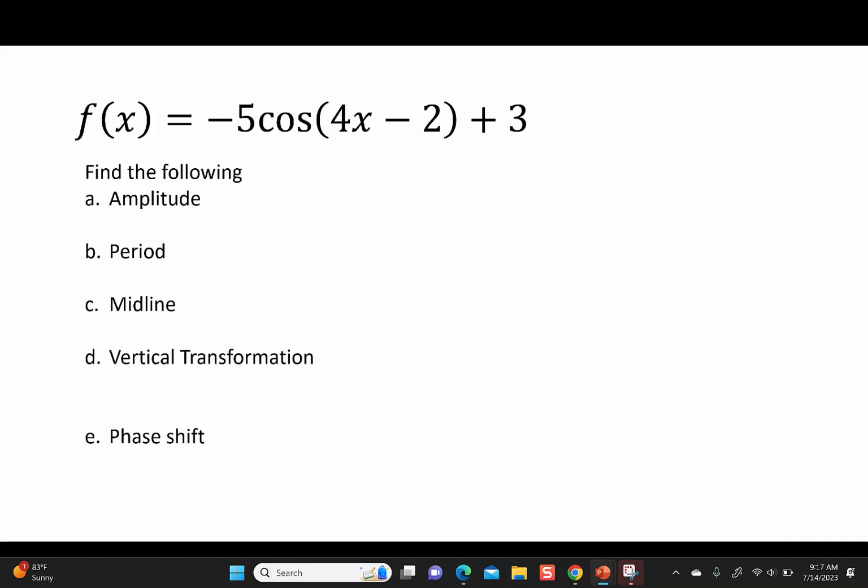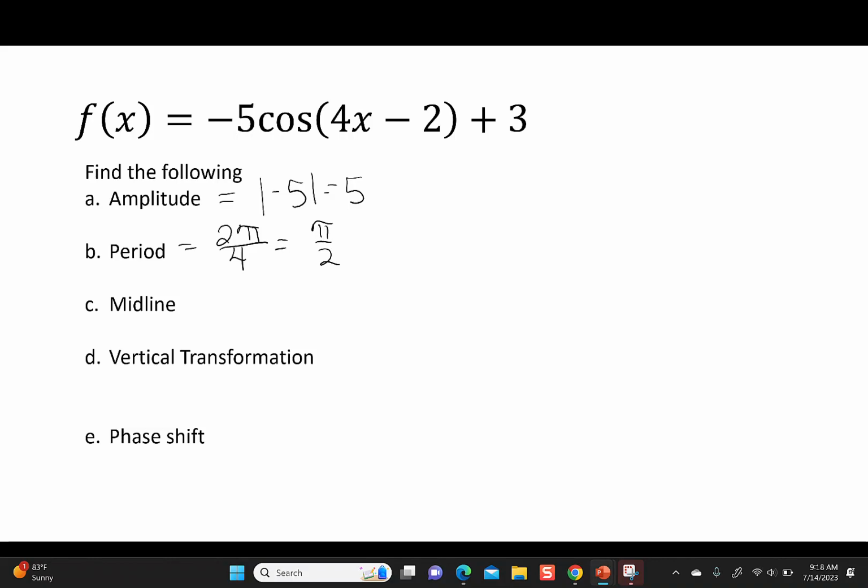Now that we've covered all of our types of transformations, let's take the function f of x is negative 5 times the cosine of 4x minus 2 plus 3 and find the amplitude, period, midline, vertical shift, and phase shift. We'll start with the amplitude. The amplitude is equal to the absolute value of negative 5, which is 5. To find the period, we take 2 pi and we divide it by the value of b, which is 4. So our period is pi over 2.